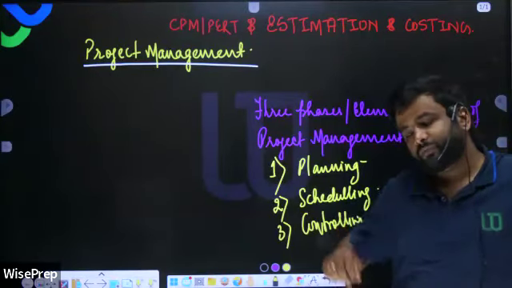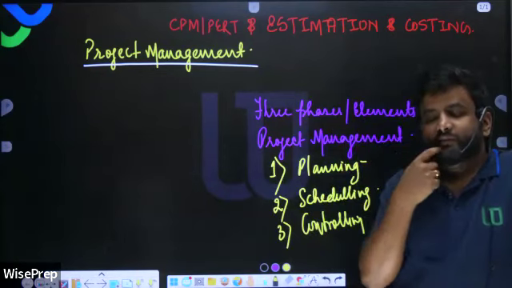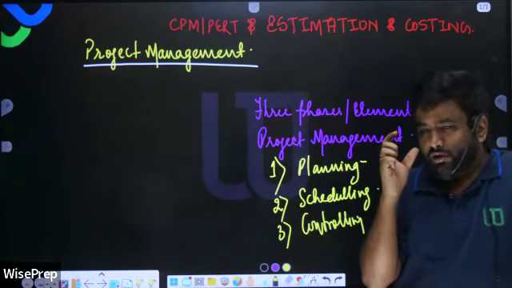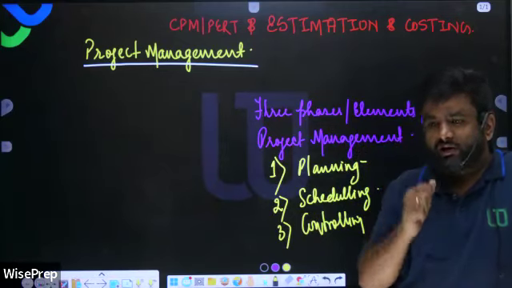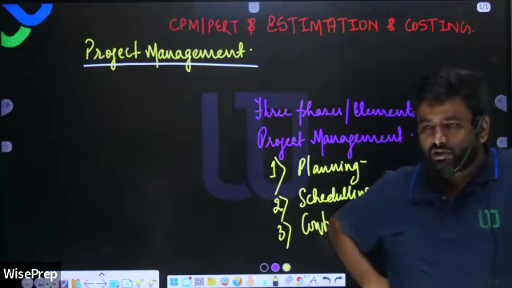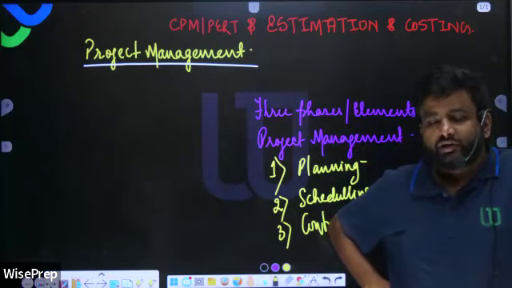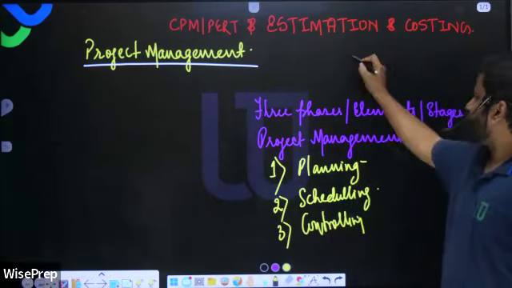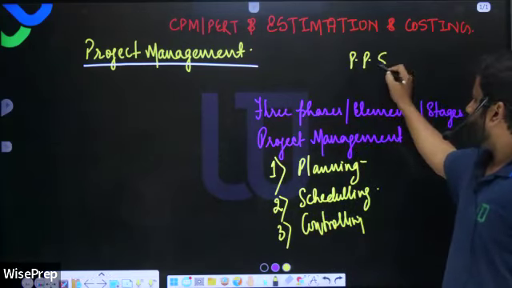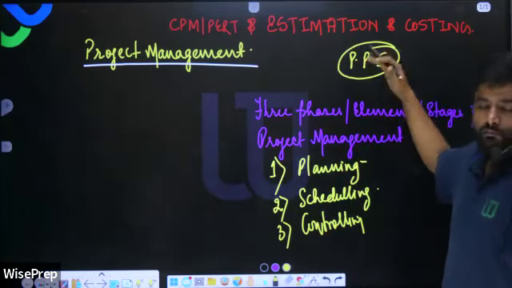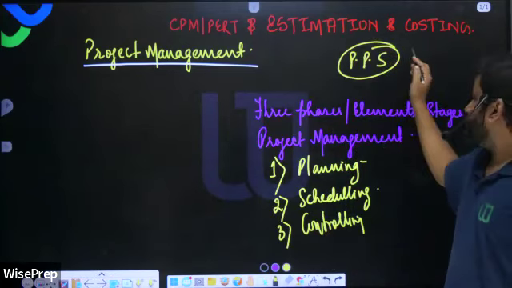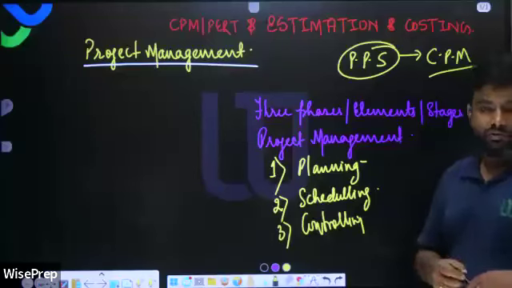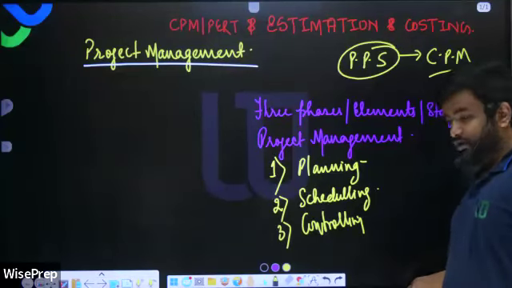Whenever this method was developed in order to manage and control the project, at that time we called it PPS, project planning and scheduling. But with the passage of time, now it's known as CPM, critical path method. All right, so write down a note.